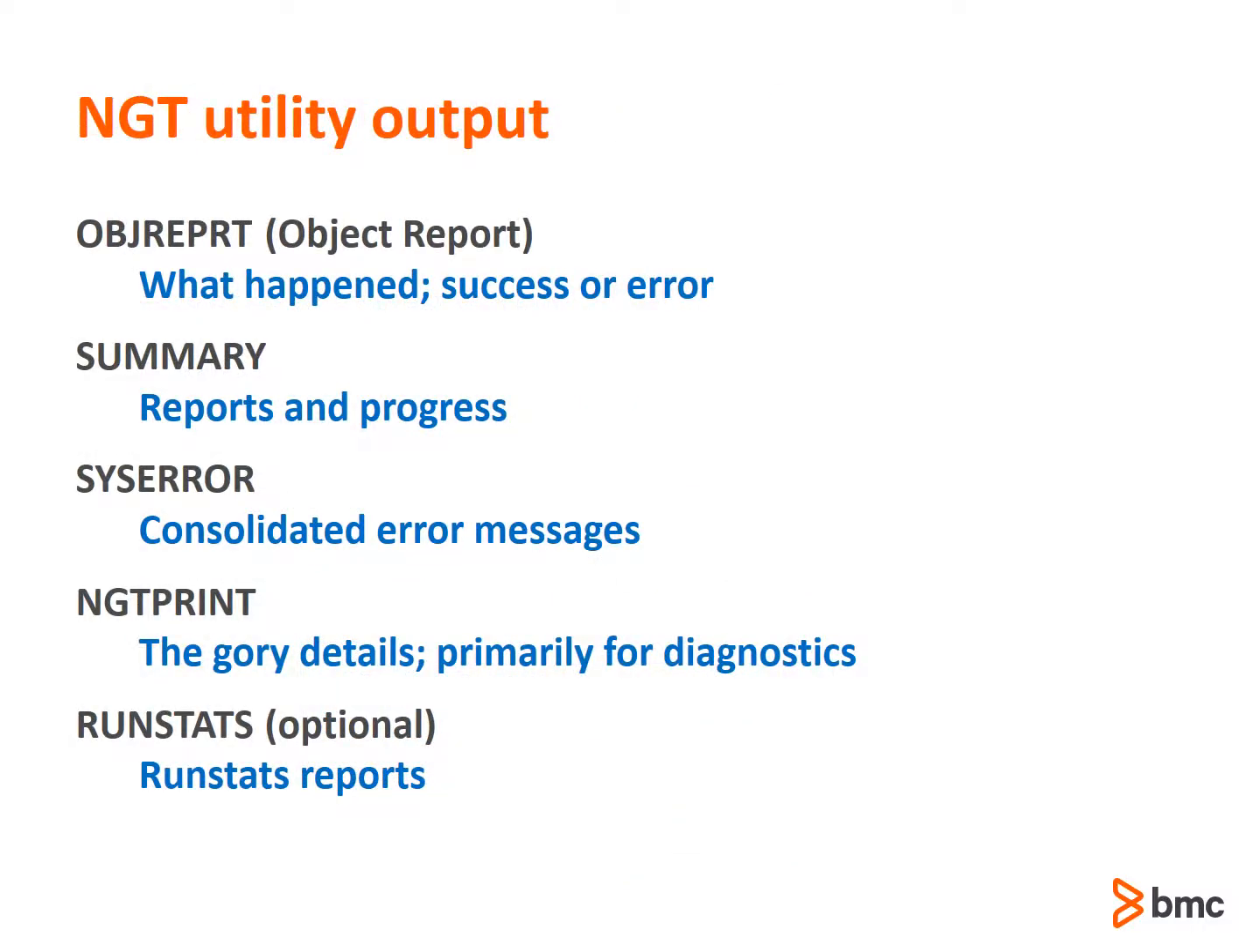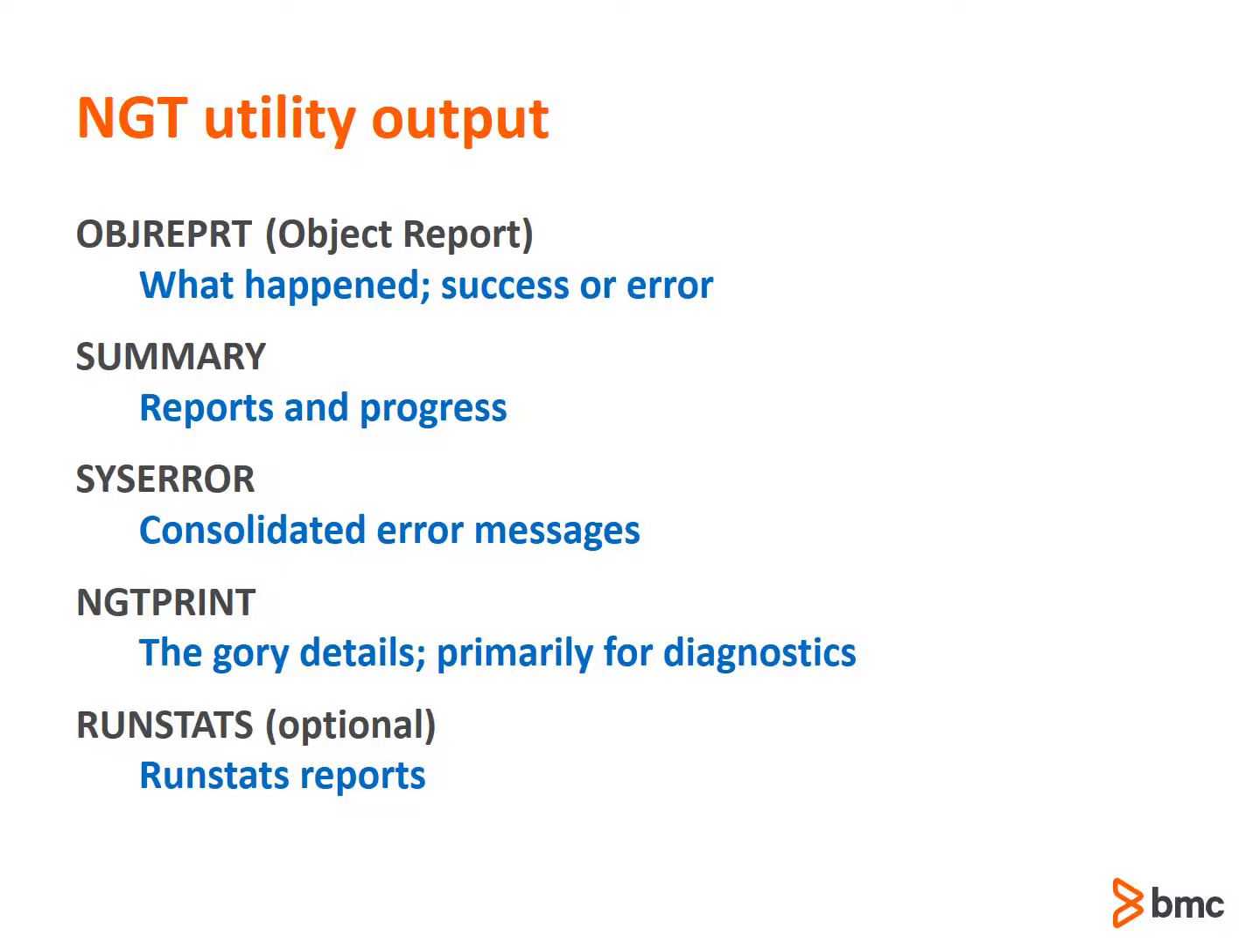Utilities typically generate important and some not so important output records scattered about and intermixed with each other. NGT utilities separate the output for you into meaningful reports. For instance, the summary DD provides reports and progress of each object at the summary level. NGT object reports display the processing status of each object. This is where you can see what happened with an object. For instance, did it complete successfully or was there an error?